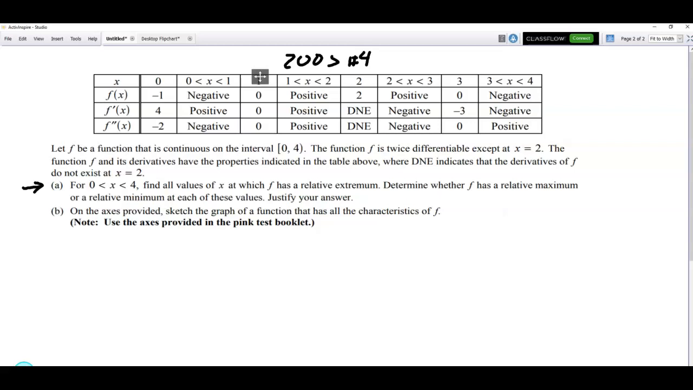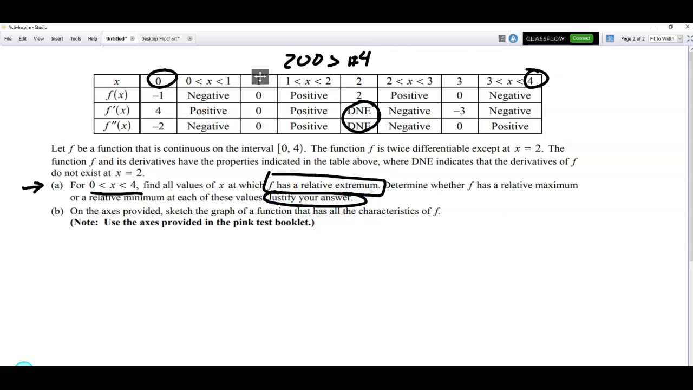So they give us a table here. They're telling us that the function is twice differentiable except at x equals 2, so they put D and E here for does not exist. So they want us to use this table for part A from 0 to 4. That means we're going from beginning to end. They want us to find all the values of x for which f of x has a relative extrema. That means max or min. And then finally after that, we want to justify our answer.